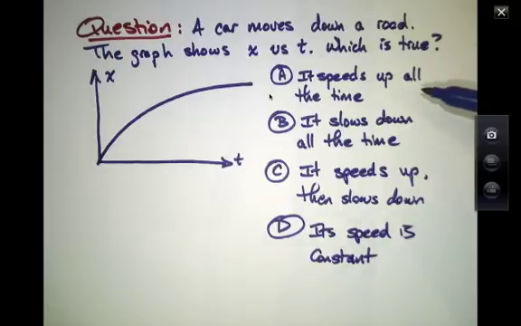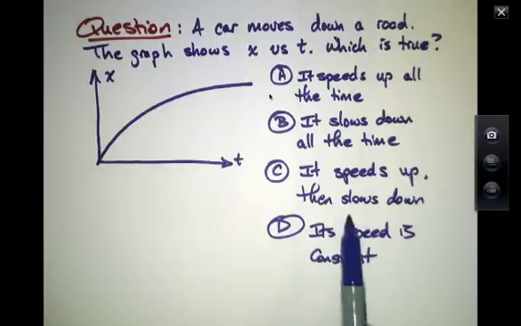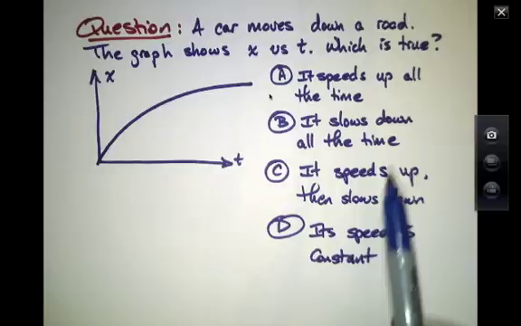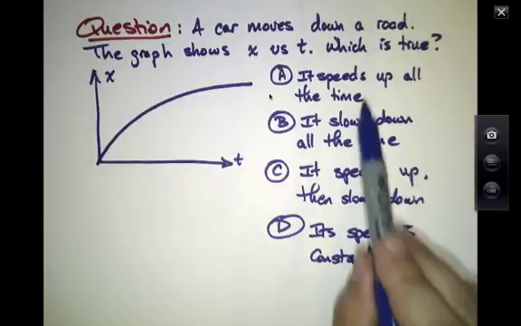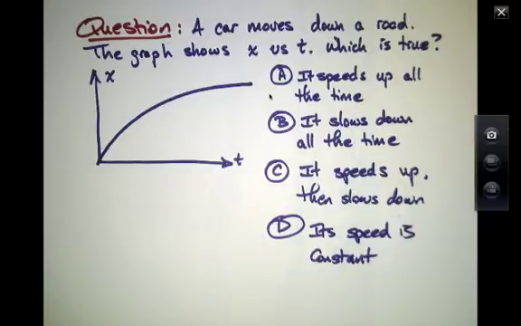Is it the case that the car is speeding up all the time? Is it slowing down all the time? Is it the case that it speeds up and then slows down? Or is its speed constant? To answer this, we need to actually learn something about the speed or the velocity of this car. And we also need to learn something about the acceleration, because it's asking about slowing down, which is essentially changing in speed, or speeding up, which is, again, changing in speed but in the opposite sense.